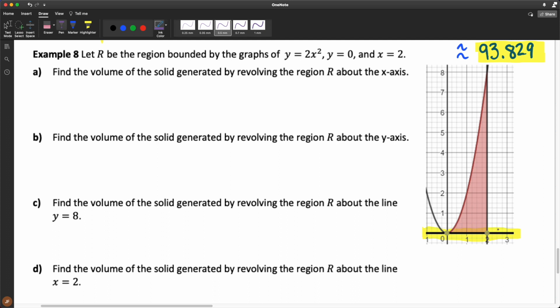All right, so here's our axis of revolution, which is our x-axis, y equals 0. So we're revolving that whole thing around there. Now, that whole region is bound to that axis of revolution, from 0 to 2. So I don't need to use a washer method. I can go back to the disk method.